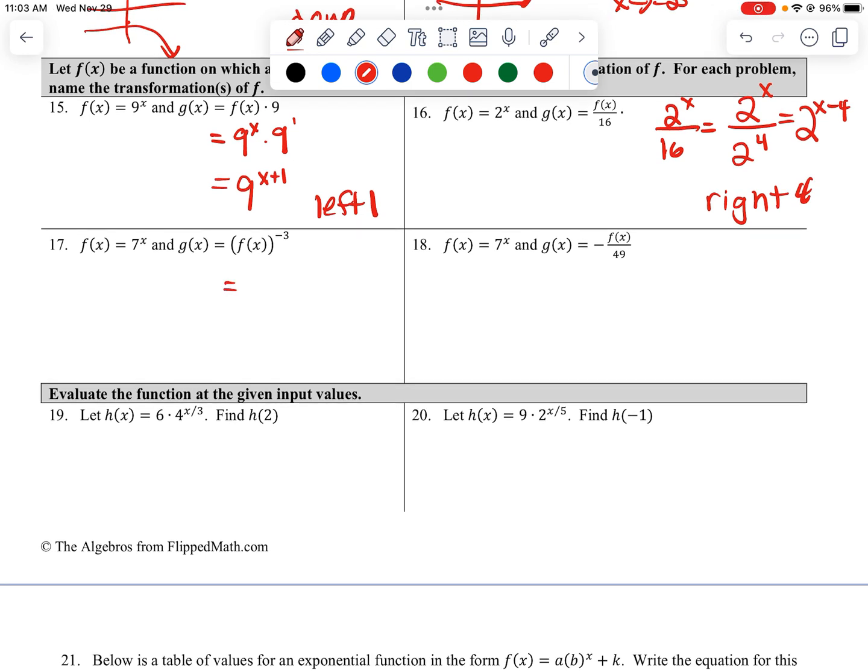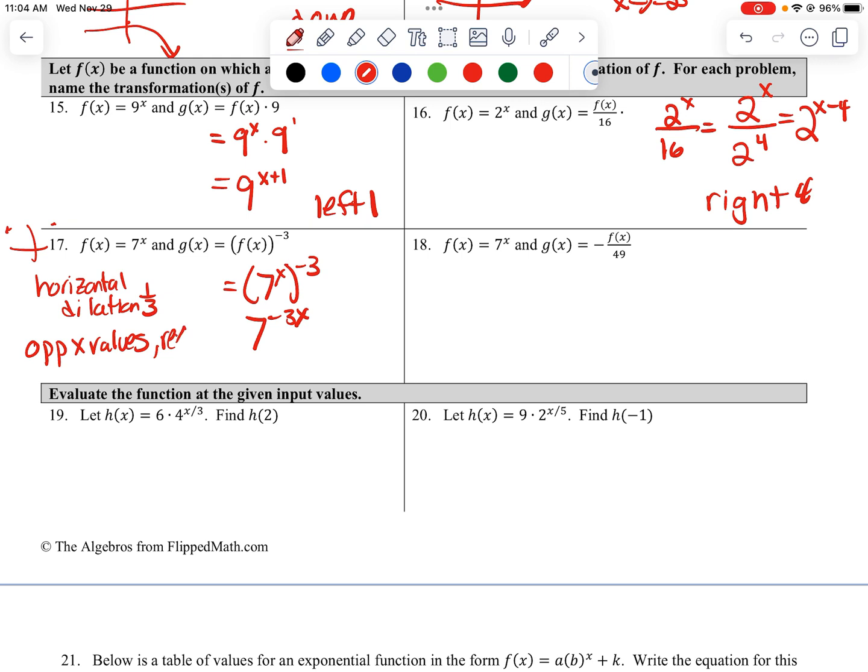And let's see, this is f of x to the negative 3. Okay, so this is 7 to the negative 3x. So it is a horizontal dilation of 1/3, and this is saying opposite x values. So opposite x values, so here to here, which is a reflection over the y-axis.